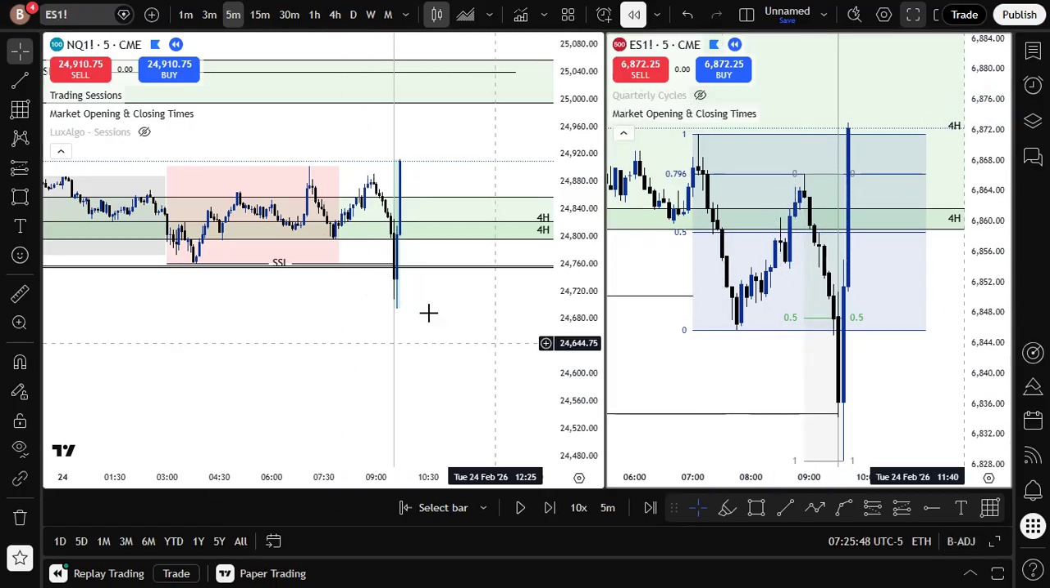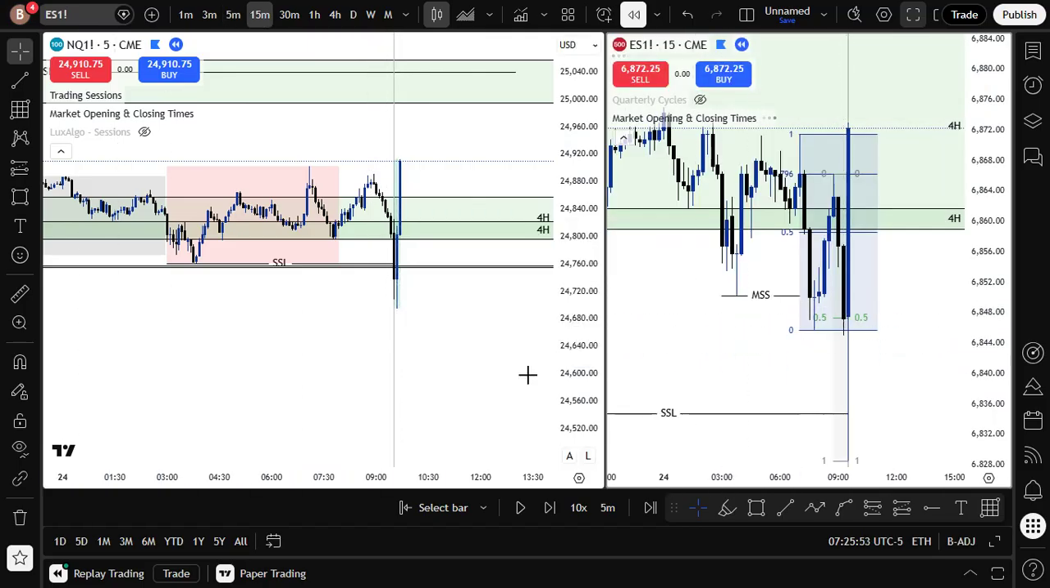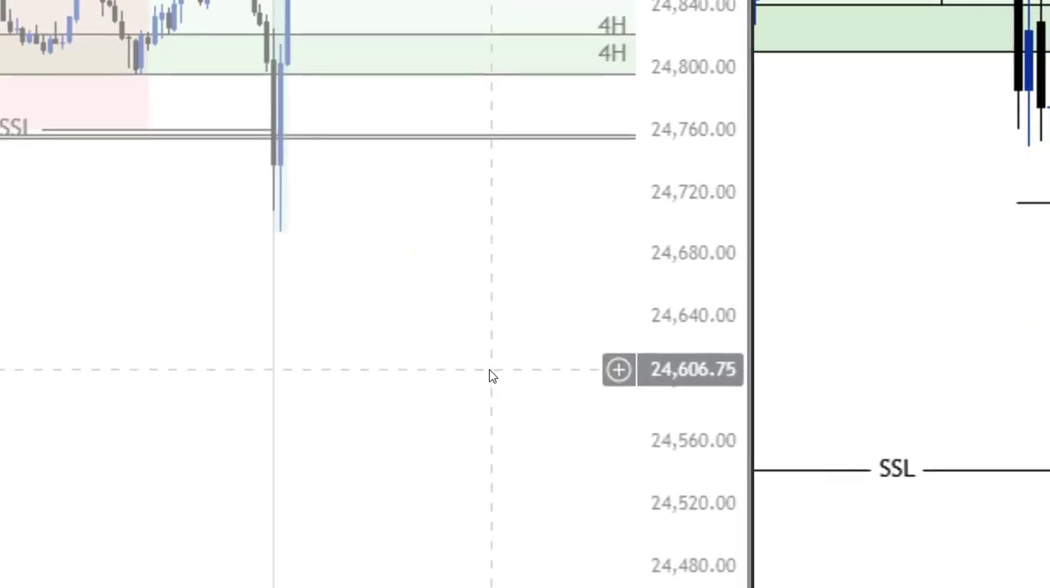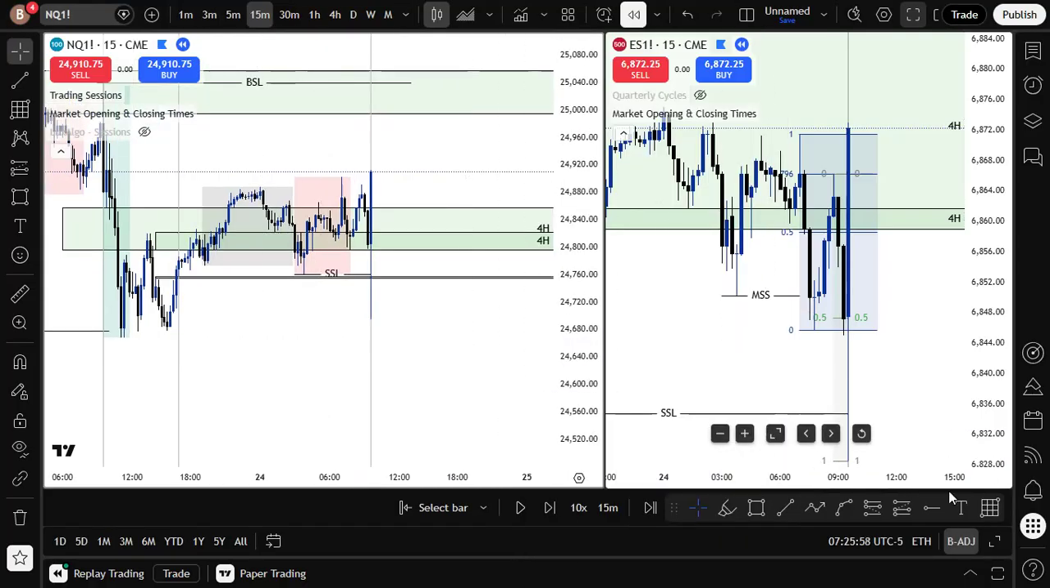What I think is that if I go to 15 minutes time frame, then potentially I might see this in a much better way, because the sell side is taken.